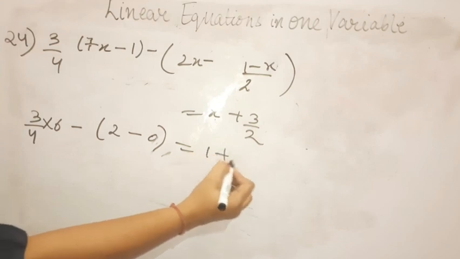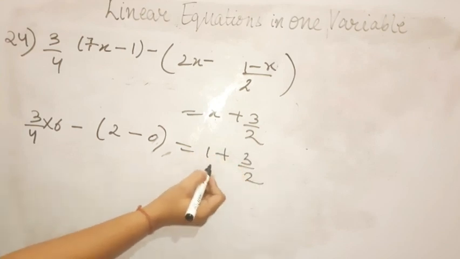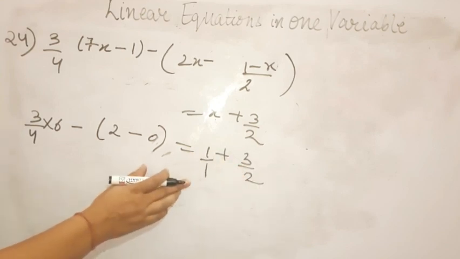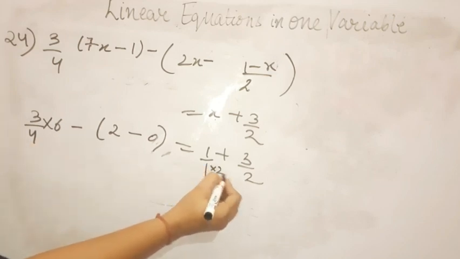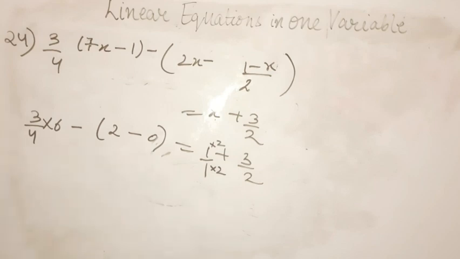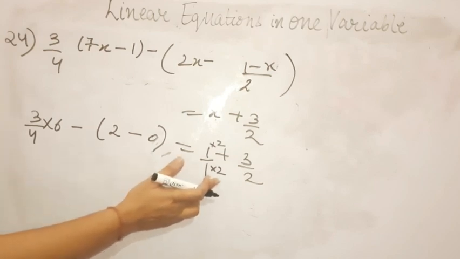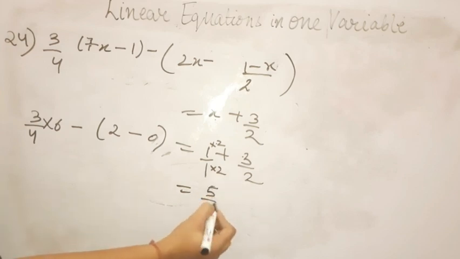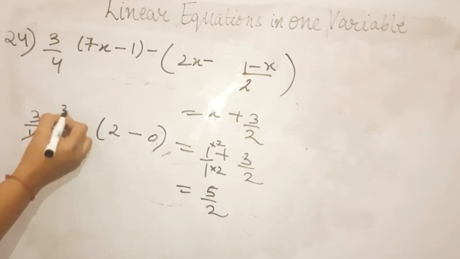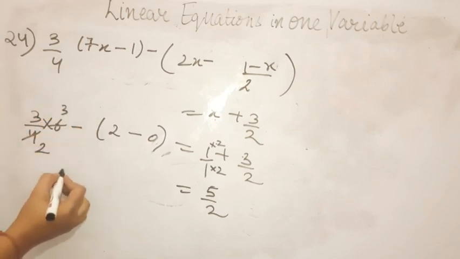And 1 plus 3 upon 2. It is not having any denominator, so I have to consider 1 as the denominator. So to make it 2, because the LCM of 1 and 2 is 2, I have to multiply it with 2. So now it will be 2 plus 3 upon 2, that is 5 upon 2 on the right hand side. Here it will be 2 2s are 4, 2 3s are 6. Now 9 upon 2, 3 3s are 9.